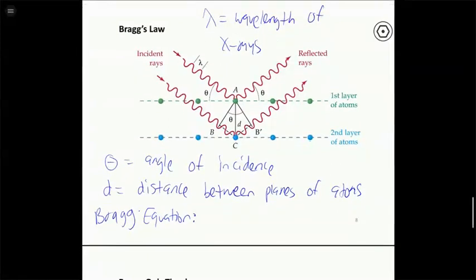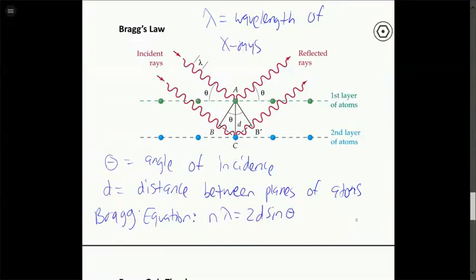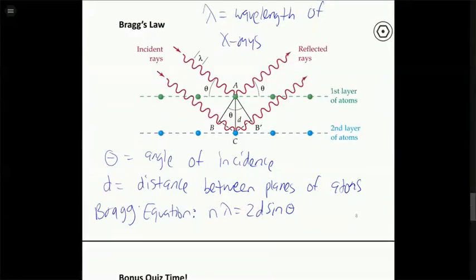I just played baseball and stuff like that. So the Bragg equation is n times lambda is 2d sine theta. So again, lambda is the wavelength of the X-ray, d is the distance between the two planes that the X-rays are diffracting off of, theta is the angle that they come in on, and n is going to be some integer value.